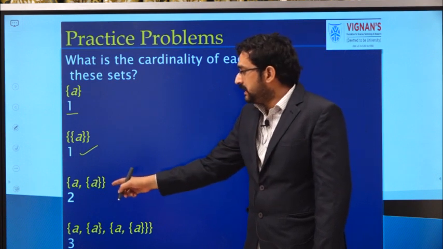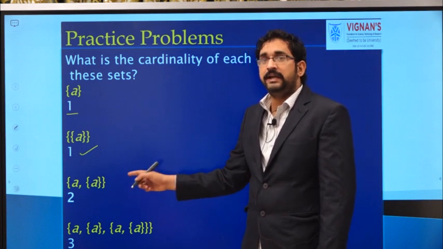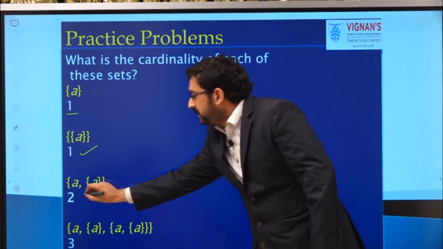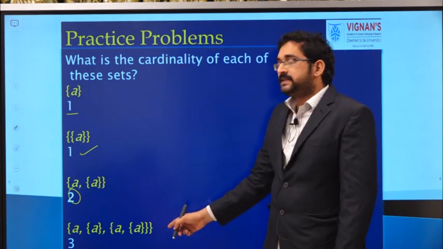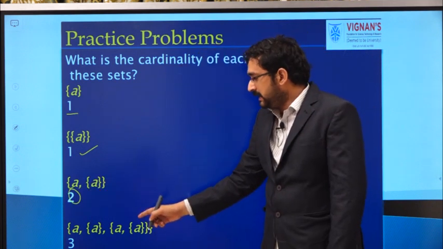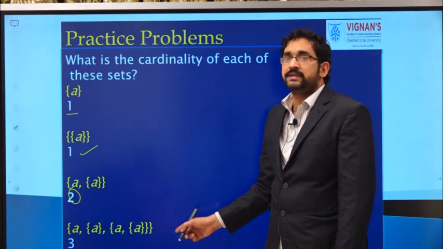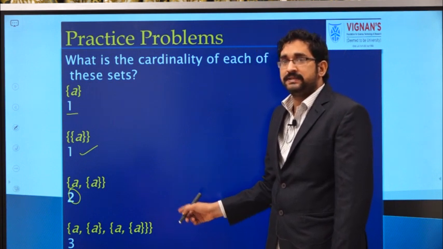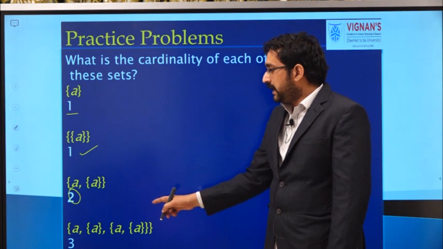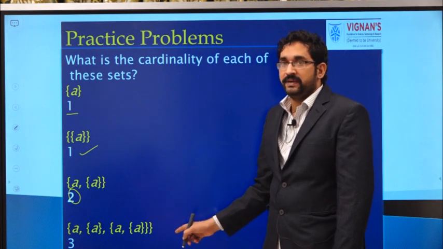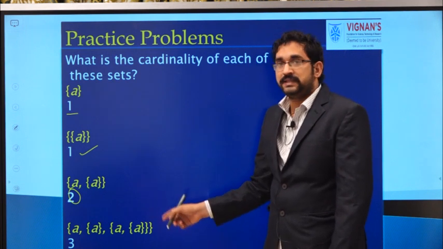See the next set, it contains two elements, A and singleton A. Hence its cardinality is 2. This set contains three elements: A, singleton A, and the set which contains A and singleton A. So as the given set contains three elements, its cardinality is 3.